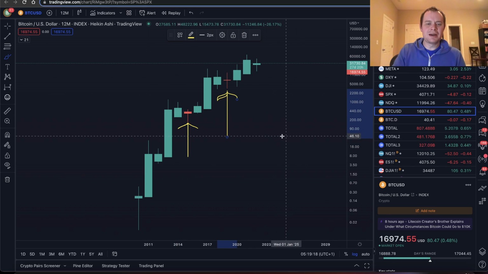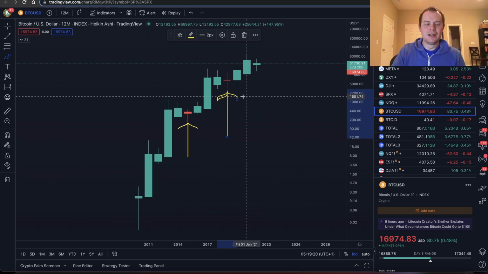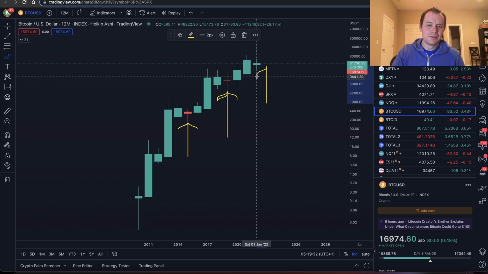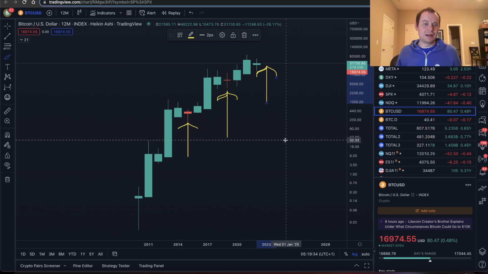What's interesting about that? Those 2 years being red. Those were the accumulation years, right? 2015 was the accumulation year. 2019 was the accumulation year. Maybe you see another red candle here, monthly Heikin-Ashi candle in 2023. That's red. Could be another accumulation year, right? Before another bull market. So just something to consider.